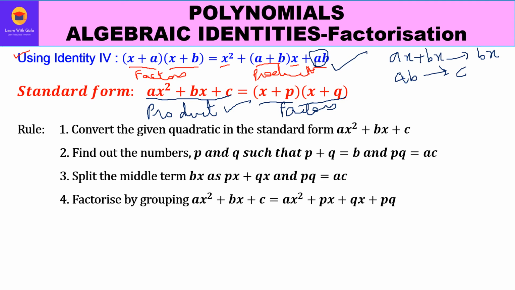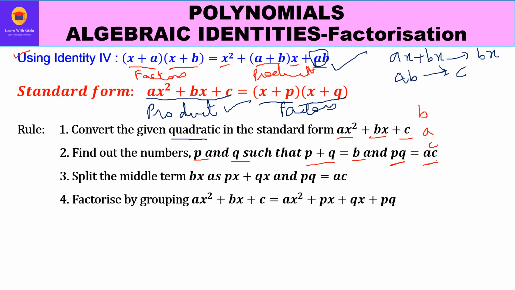So how to go about it? How to factorize a quadratic polynomial of the standard form ax² + bx + c. First of all, if it is not in the standard form, we will make it into the standard form ax² + bx + c. Identify what our a, b and c are. After identifying a, b, c, we will find two numbers p and q such that p + q is equal to b, and pq, the product of these two numbers, is equal to the product of a and c. Such two numbers we will find.